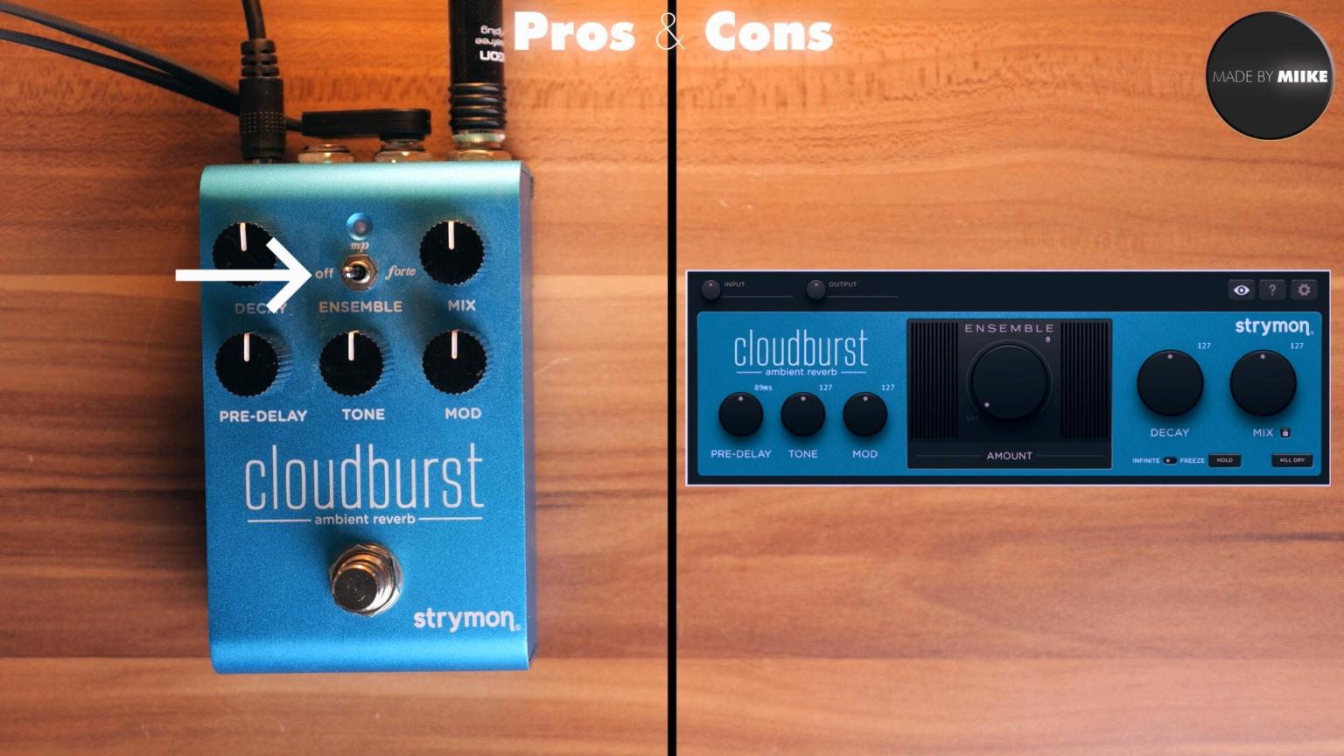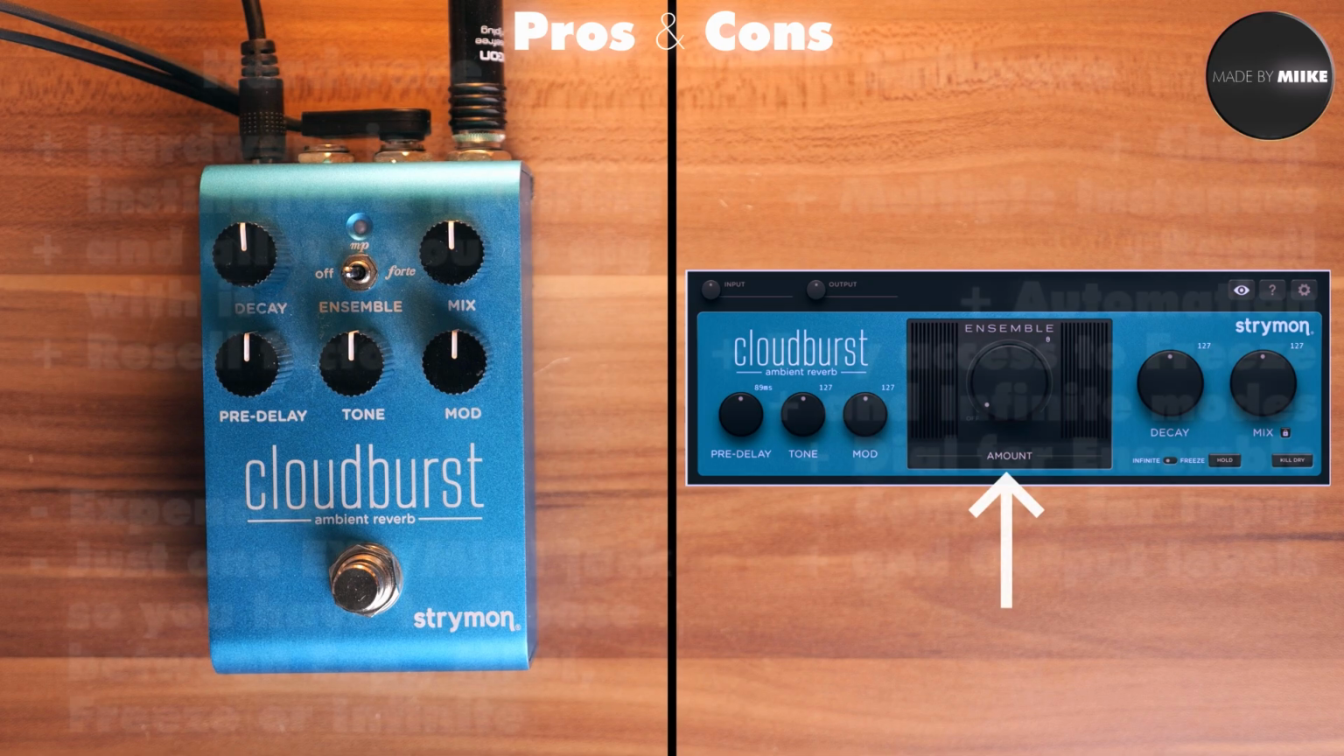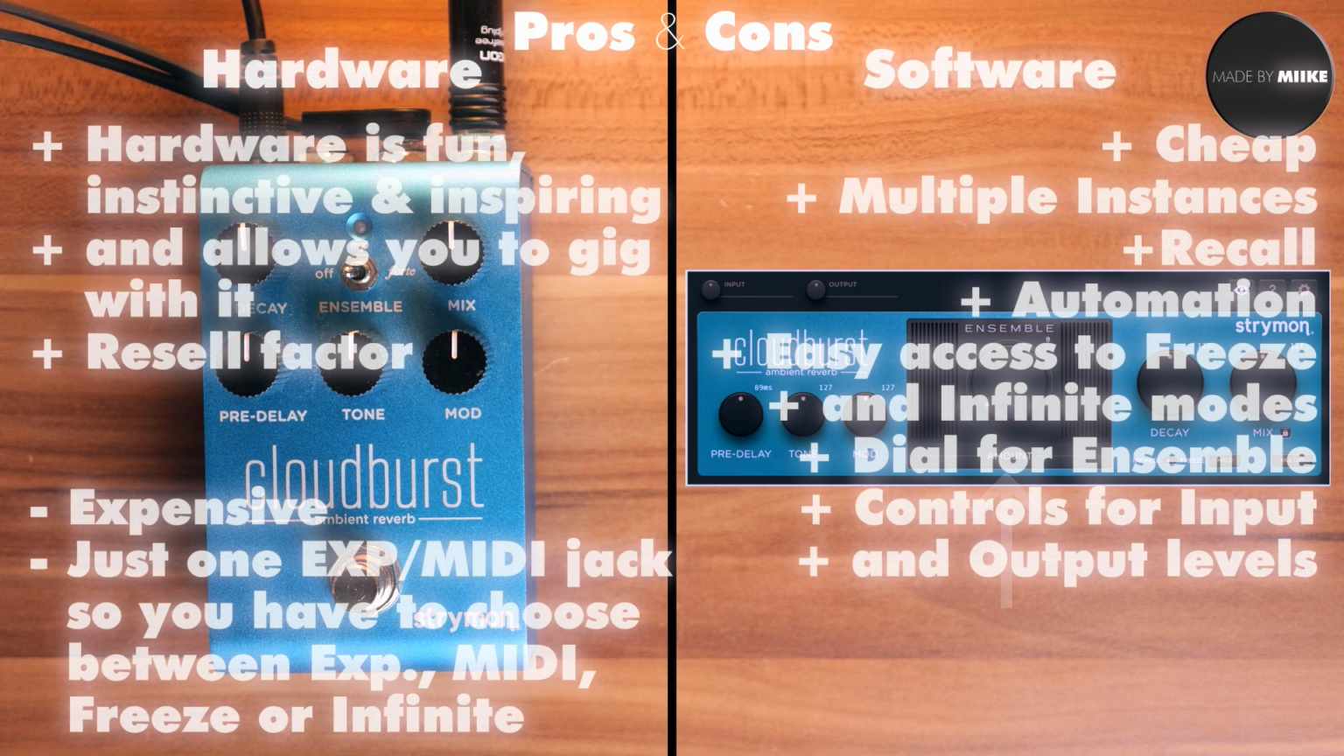ensemble effect, right? On the software, we have no such restrictions, and we have a wheel or a dial, basically, which again is totally automatable. And yeah, another point for the software when we speak about these quality of life things, right?